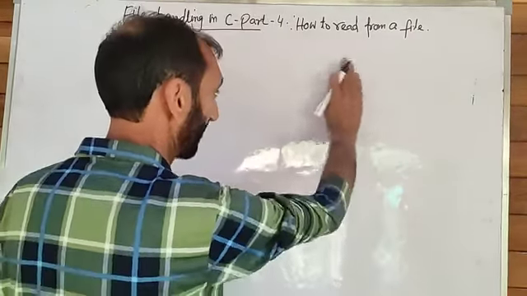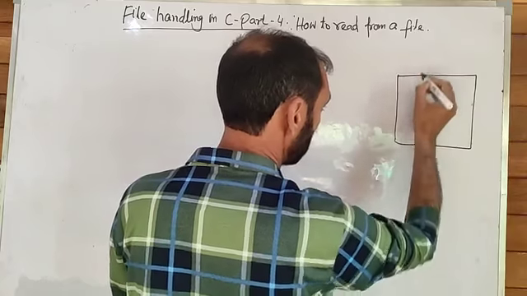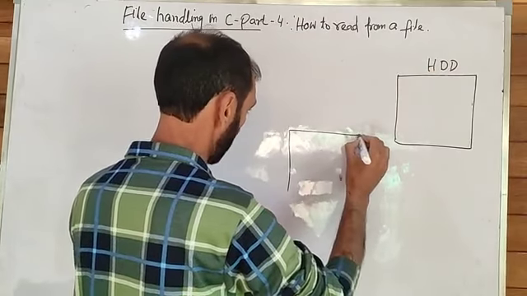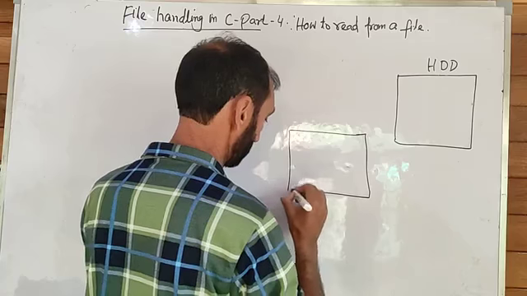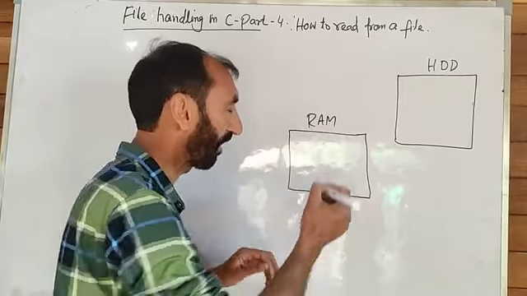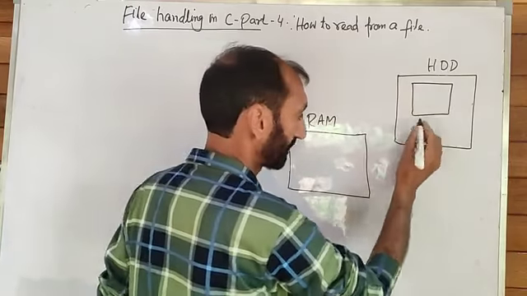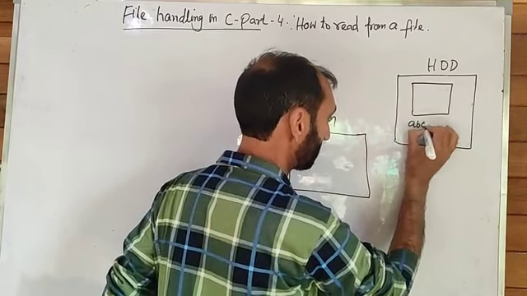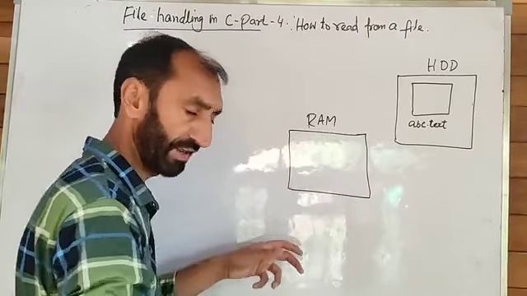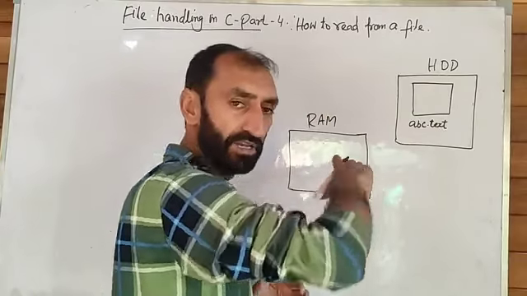So first of all, for example, this is our hard disk. We know that files are stored in the hard disk. Obviously, whenever we want to perform an operation on the files, we have to load them into the main memory, which is our RAM. Suppose we have a file on the hard disk by the name abc.txt, already existing there. Whenever we want to perform any operation on it, it must first be loaded into the main memory, in the buffer.